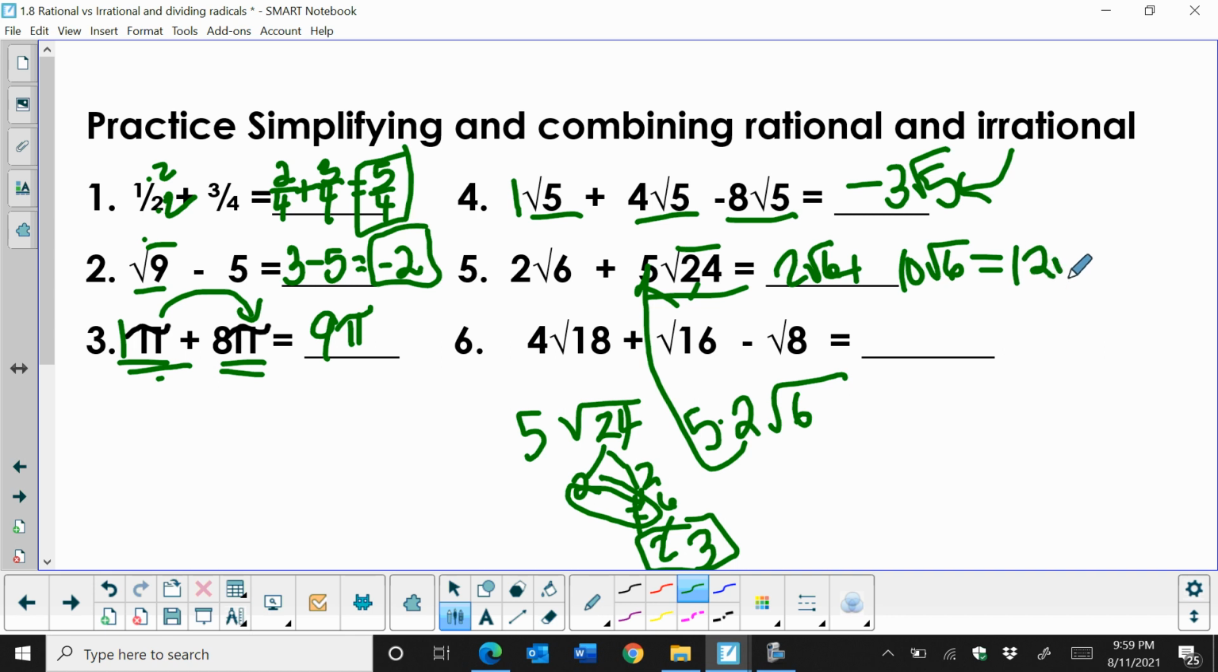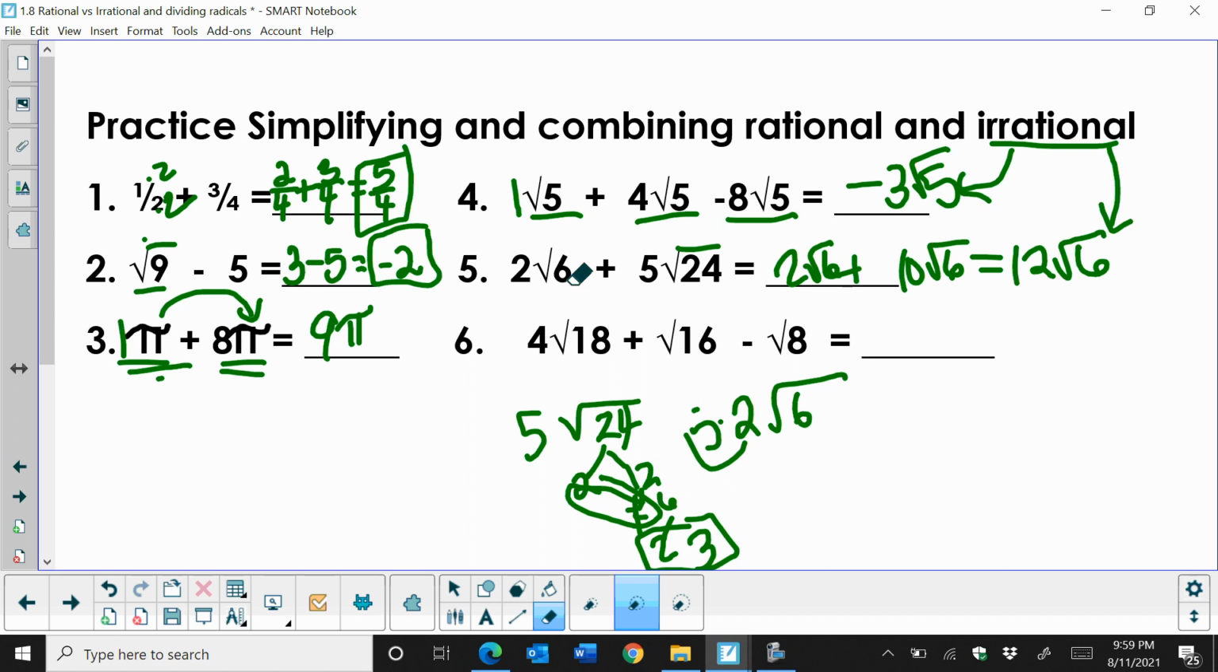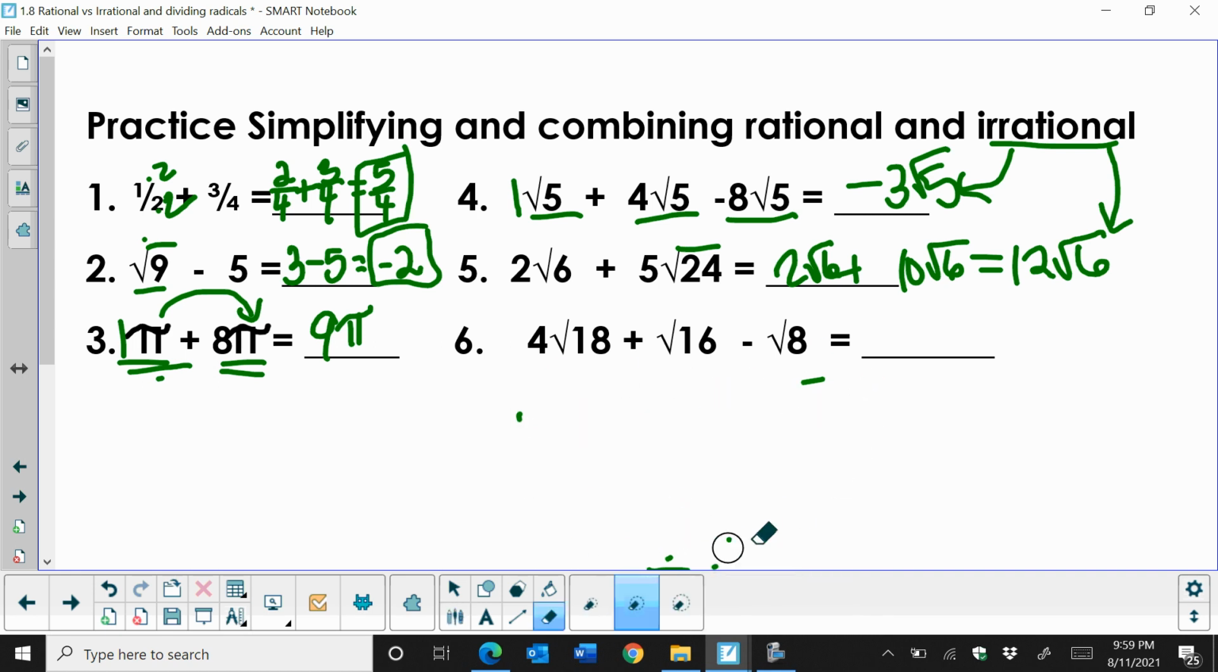So could we add together those rationals or irrationals? And the answer is yes, because they have the same radicals. Okay, let's look at this last one. Okay, we have a square root, and we have another square root, and then we have another square root. Do any of those simplify? And the answer is yes, all 3 of them simplify. So let's break each one down.